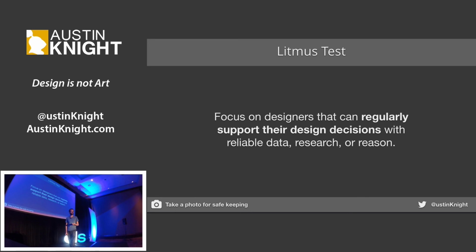Focus on designers that can regularly support their design decisions with reliable data, research, or reason. And there's two key words here. The first of which is regularly. Again, they're not going to be able to do this every single time, but most of the time they should be able to justify their decisions. And the second word that's important is reason. Sometimes you're not going to have quantitative or qualitative data that you can reasonably collect to make a design decision. But there should still be reasoning that can appeal to common sense, to the business goals that you have in your larger organization, that can support the design decision that was made.